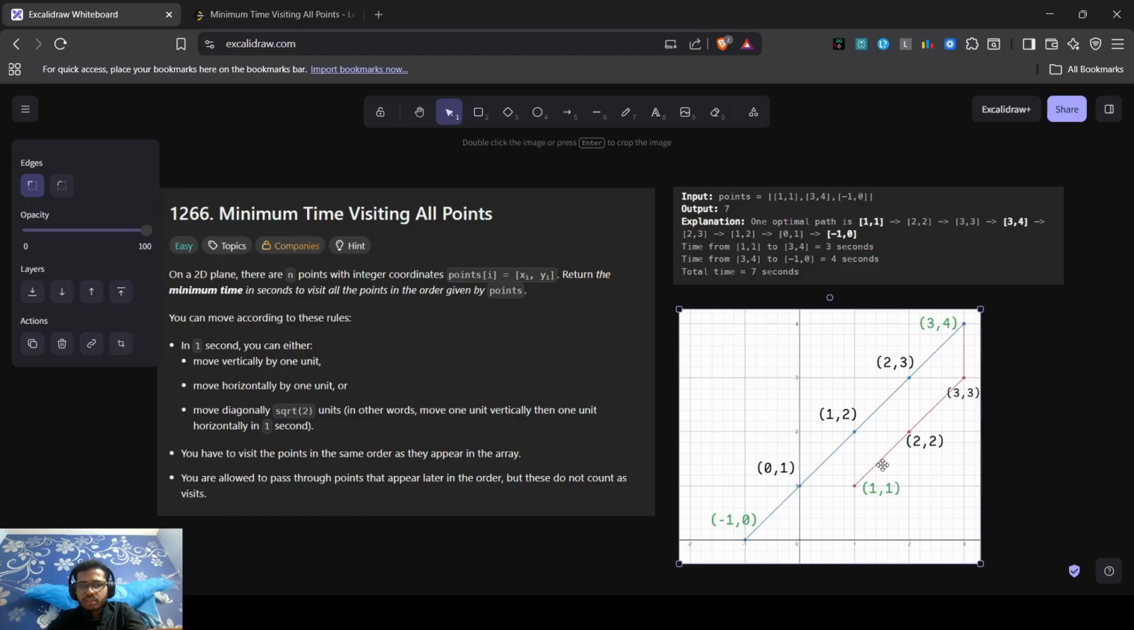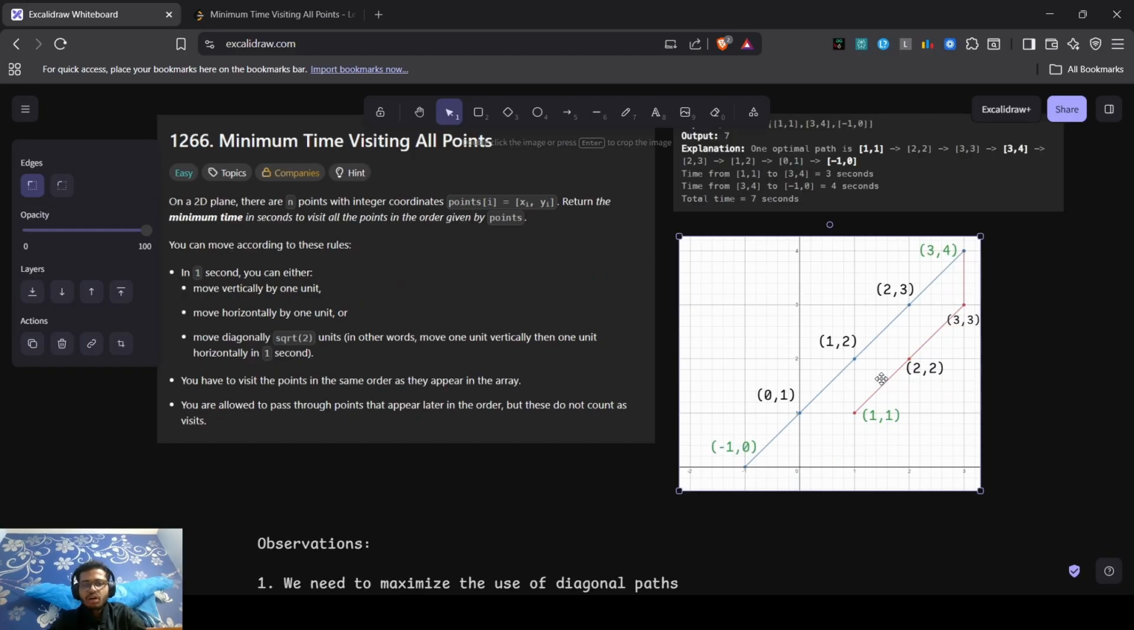What is the total path? This costs 1, 1, 1, 1, 1, 1, 1. Total, we are getting 7. So the output is 7. The minimum time in seconds to visit all the points in this array, in this order, is 7 seconds. So the total time will be 7 and the output will be 7. Now we will see how we got this idea.